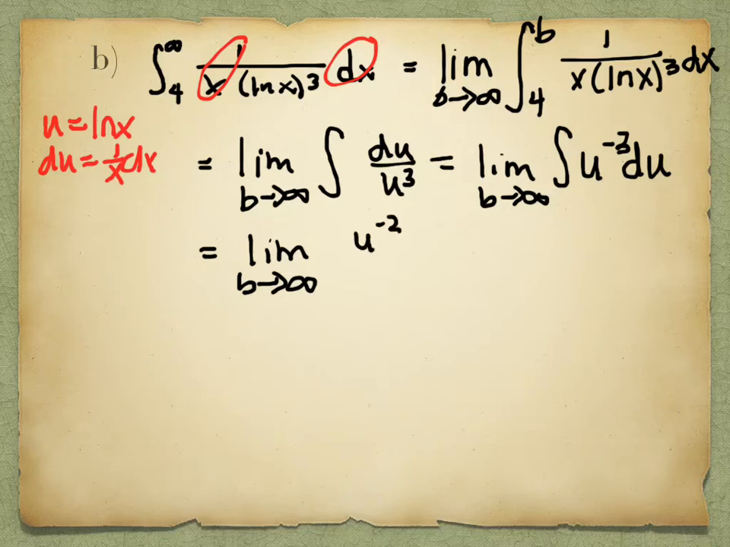U to the negative 2 over negative 2. And I didn't mention it, but let me mention it now. We don't need plus c's here. Why? Because these are definite integrals. I've got values I'm evaluating them at.